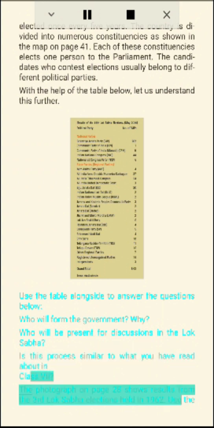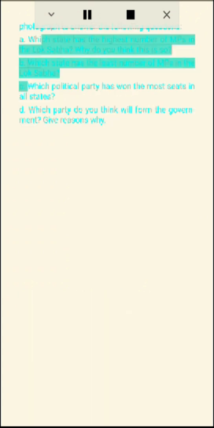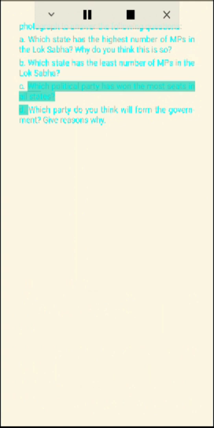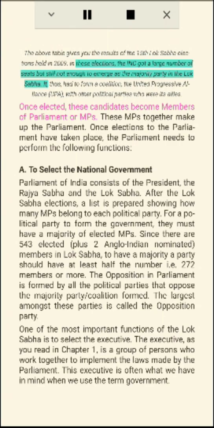The photograph on page 28 shows results from the 3rd Lok Sabha elections held in 1962. Use the photograph to answer the following questions. A. Which state has the highest number of MPs in the Lok Sabha? Why do you think this is so? B. Which state has the least number of MPs in the Lok Sabha? C. Which political party has won the most seats in all states? D. Which party do you think will form the government? Give reasons why.